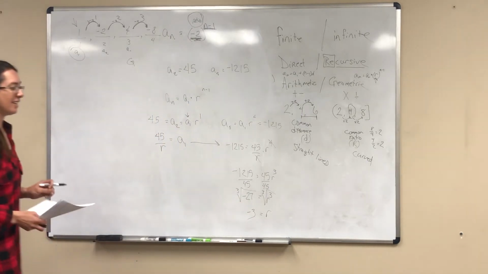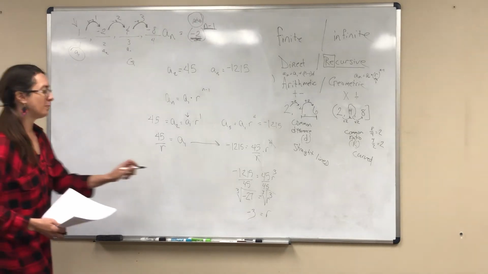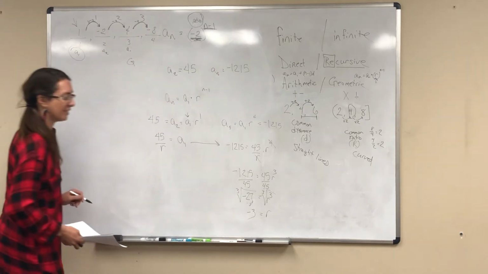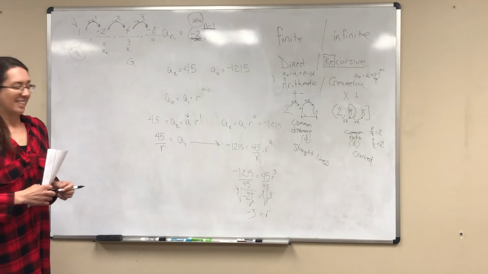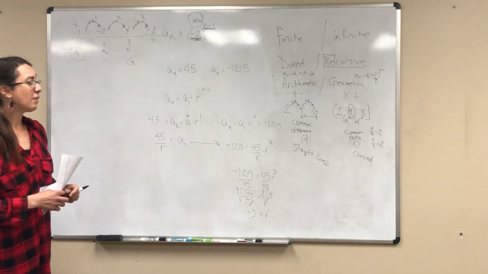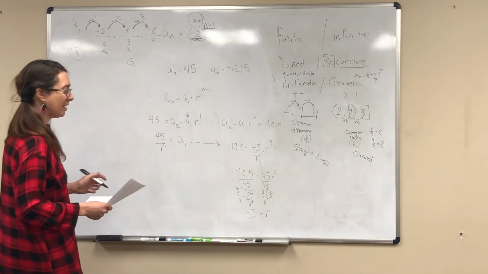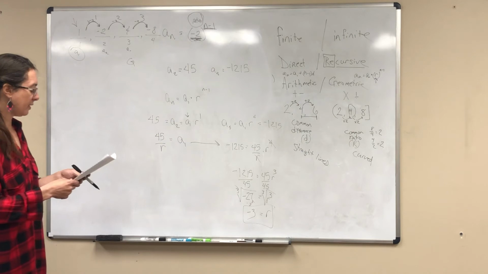Why would it be 3i? Because this is actually negative 3 to the 3rd. I thought negatives inside would be imaginary if it was a square root. Yeah, but that's a square root. This is a cube root. Okay, so our ratio is negative 3.